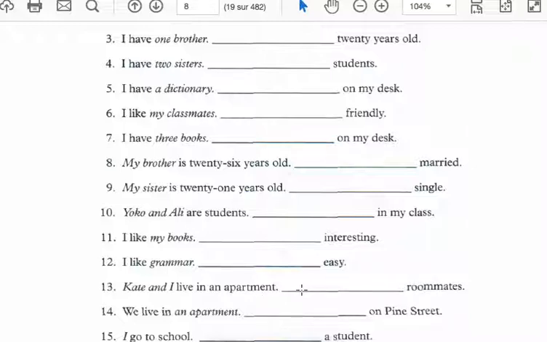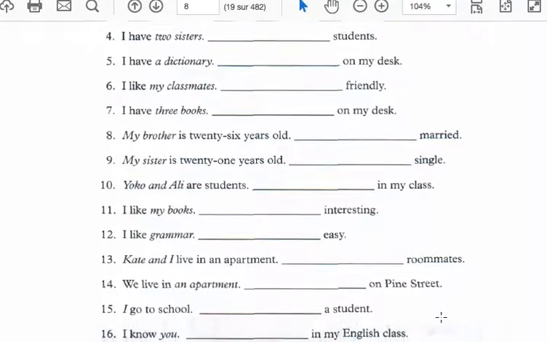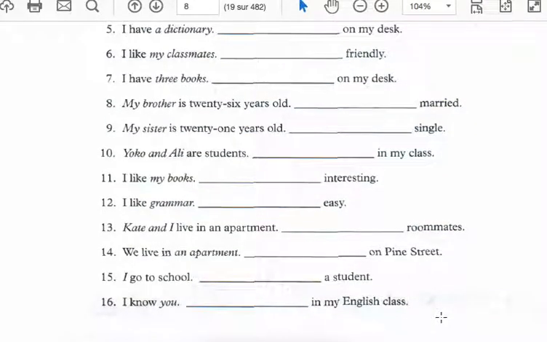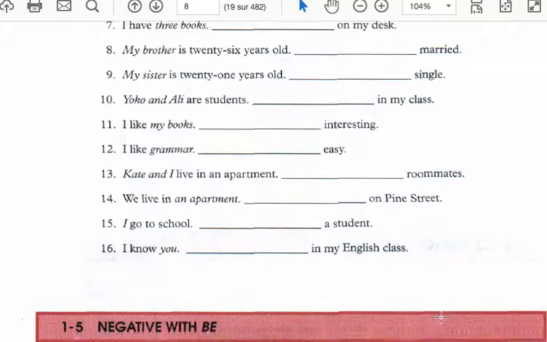Kate and I live in an apartment. We are roommates because it's Kate and I, so I'm included. We are roommates. We live in an apartment. It's on Pine Street. I go to school. I'm a student. I know you. You're in my English class.